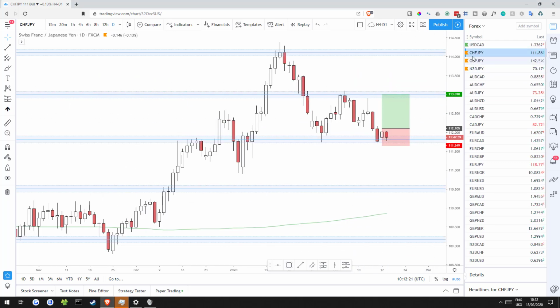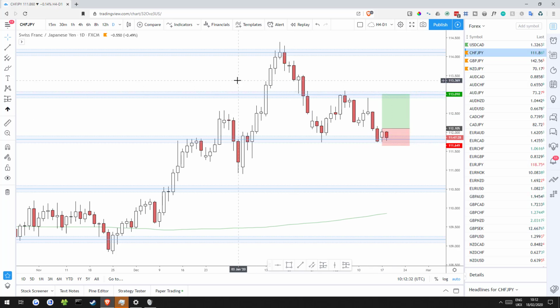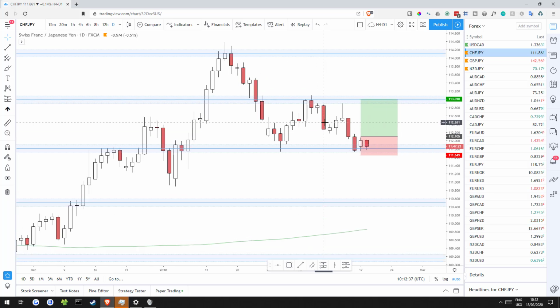I also identified a potential trade earlier this morning before my analysis here on CHFJPY, or actually, I think this one was shared to the forum. So yeah, I didn't identify this one. This one was shared to the forum. This one has some potential. It's not looking amazing, but it has some potential.